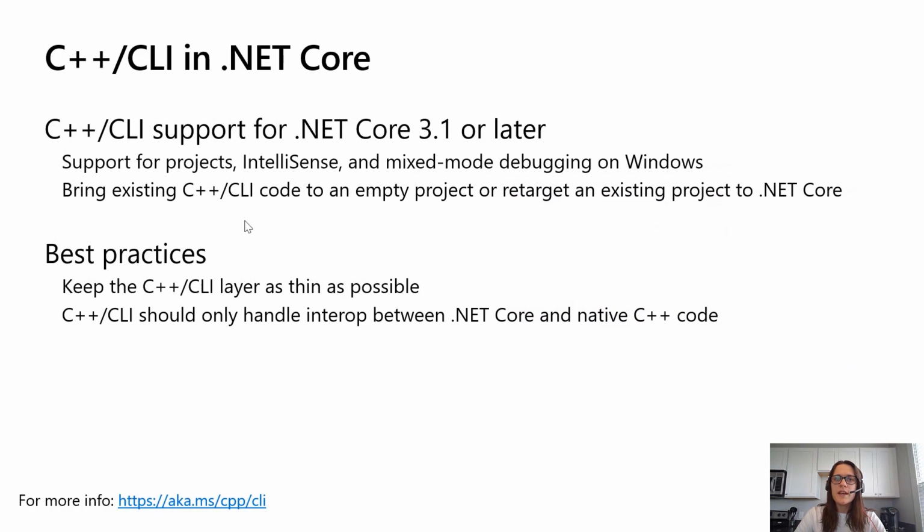Up next, a quick update on C++ CLI. So C++ CLI provides easy interop between native C++ code and .NET technologies like WPF and Windows Forms. And if you were previously using C++ CLI with the .NET framework, you can now take advantage of all of the new features that are a part of .NET Core with .NET Core 3.1 or later, and that corresponds to Visual Studio 2019 version 16.4.